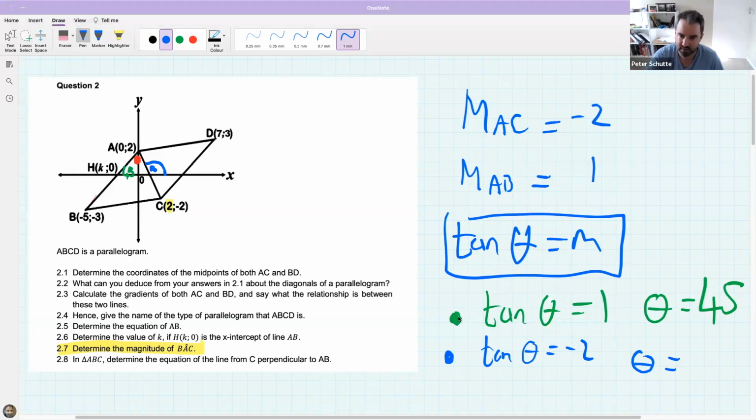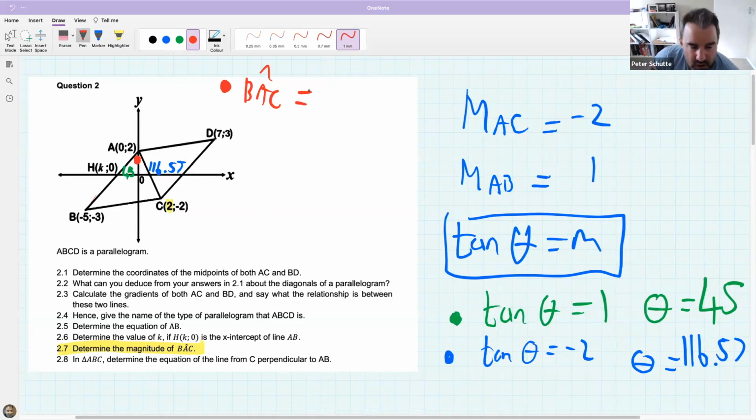I get 116.57. And the reason I got that is initially I actually got minus 63.43, but then I added 180 to get this bit here. So this is going to be 116.57. I want to know now, to finish this question, what is the angle, the red angle BAC equal to? Using what you know about the exterior angle of a triangle.